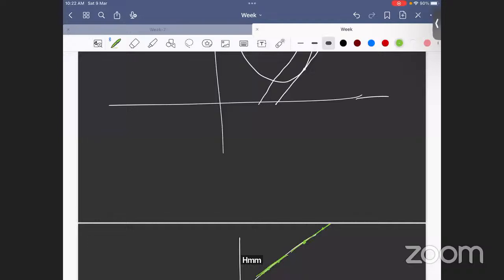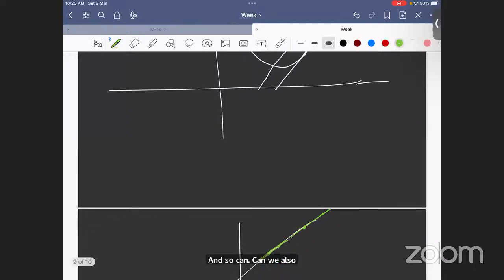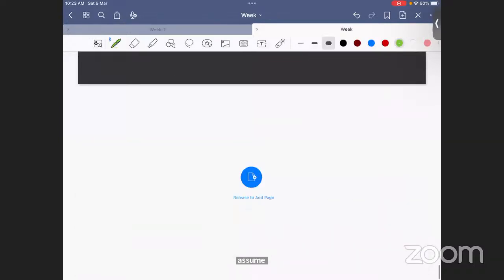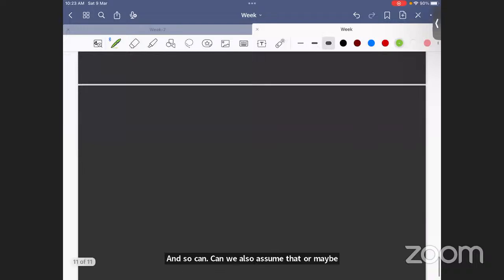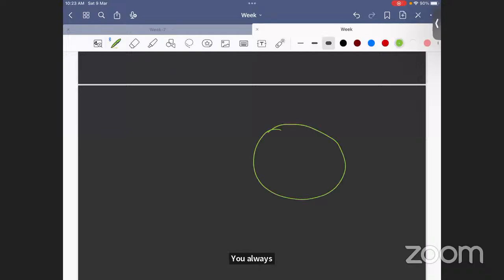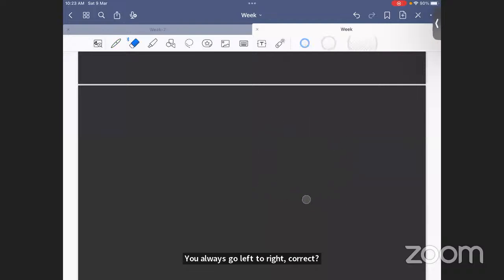Okay, so can we also assume, maybe as a principle, that your curve always moves from minus infinity to plus infinity? You always go left to right, correct? No, there can be a curve like this also, right? A circle can be your curve also, right?